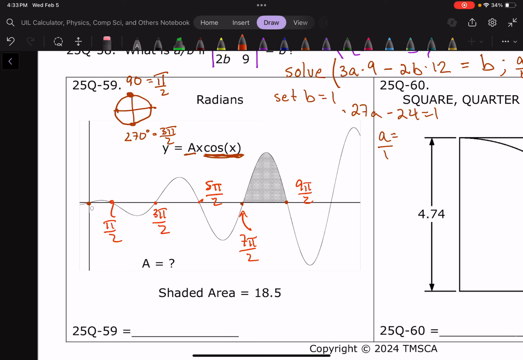So the other thing you could do is graph it into your calculator, well, you don't know what a is, right? So what we're doing is we're going to solve the integral from 7 pi over 2 to 9 pi over 2 of a times x times cosine of x dx equals 18.5. And then we just solve for a.